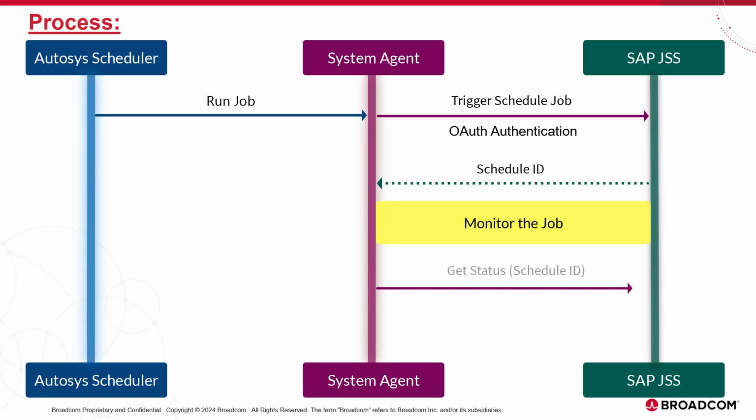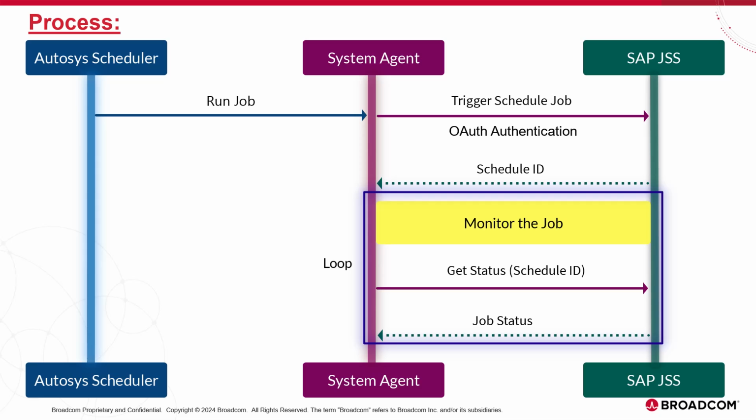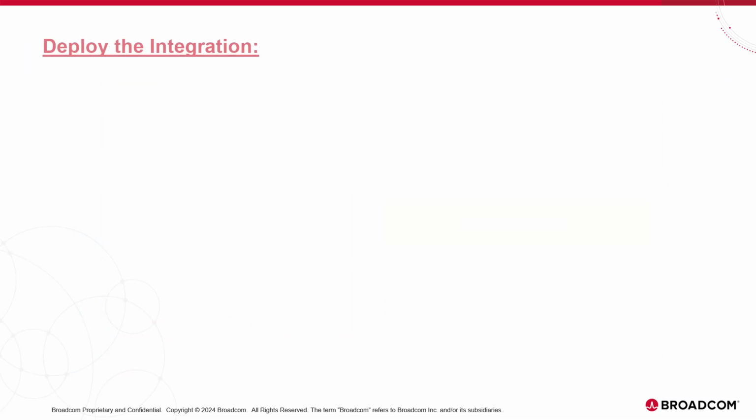Once the final state is obtained from SAP JSS, the job status in AutoSys is updated accordingly as either canceled, succeeded, or failed. Let's look at how to deploy the integration.